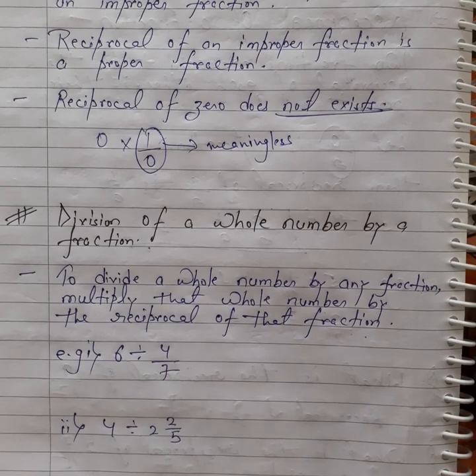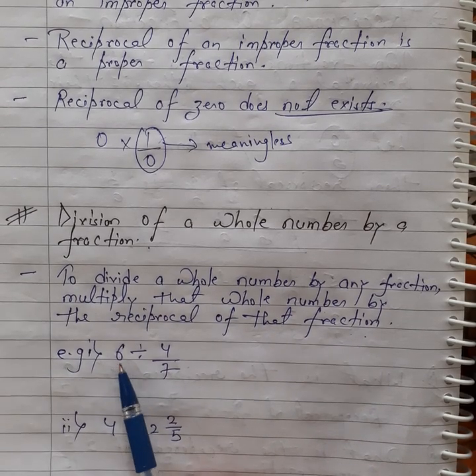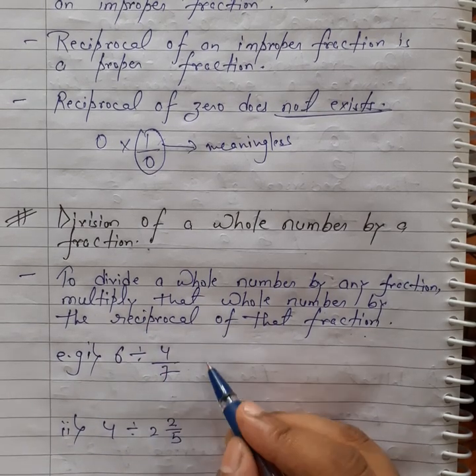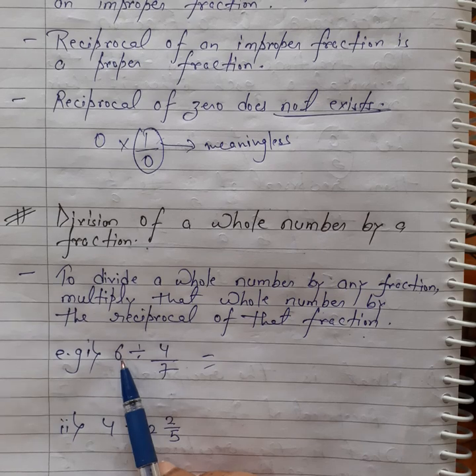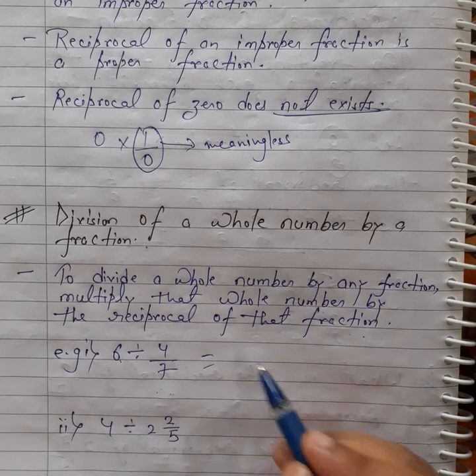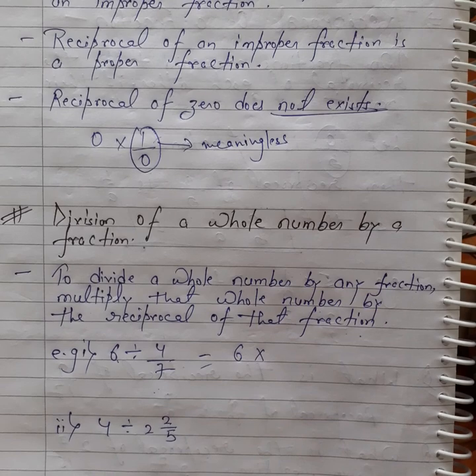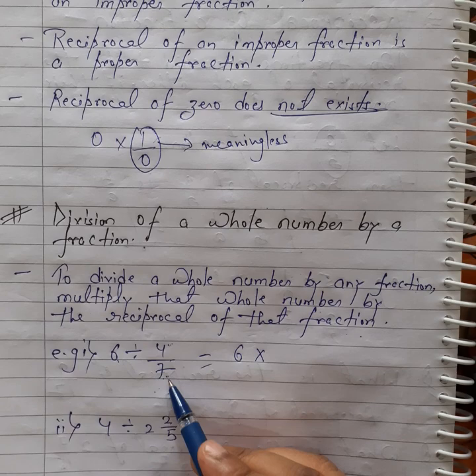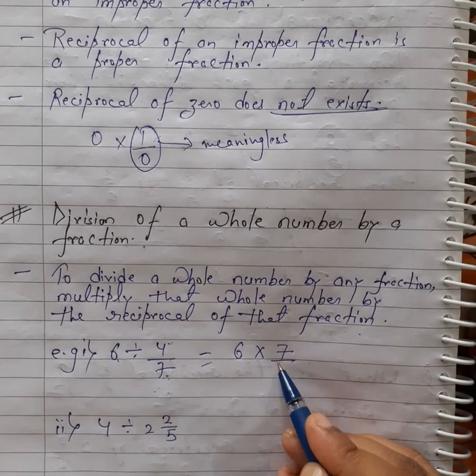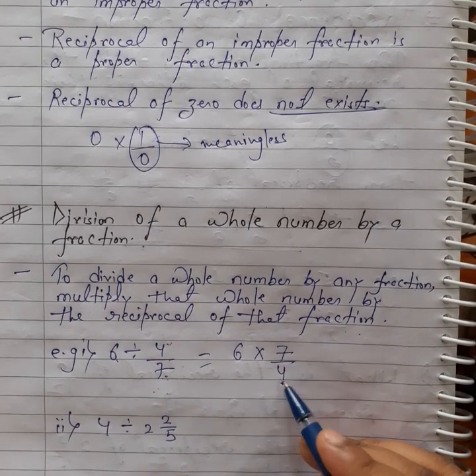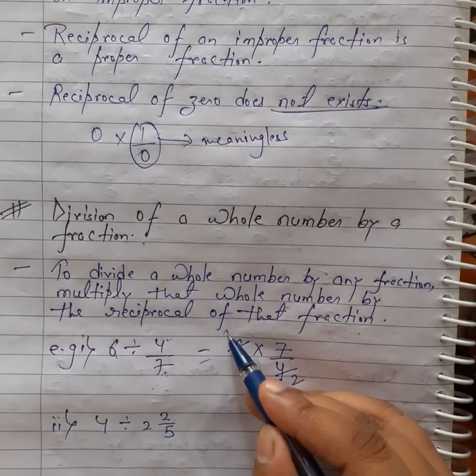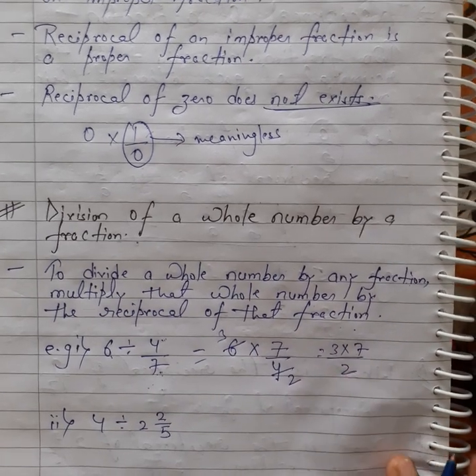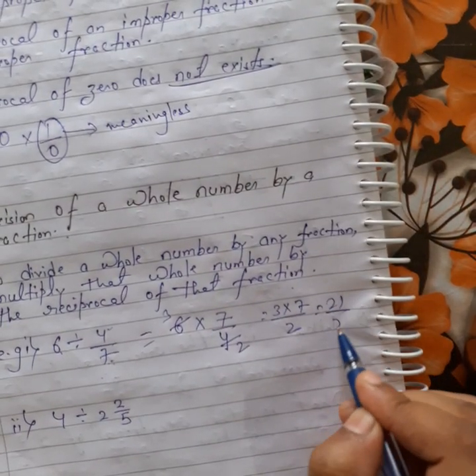Let us understand with the help of an example. 6 divided by 4 by 7. This is a whole number and this is a fraction. So we have to divide 6 by 4 by 7. We multiply the whole number, that is 6, with the reciprocal of the fraction 4 by 7. What is the reciprocal of 4 by 7? Yes, 7 by 4. Now 2 twos are 4, 2 threes are 6. It becomes 3 into 7 by 2, which is 21 by 2.